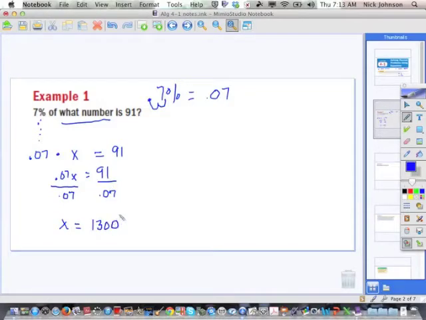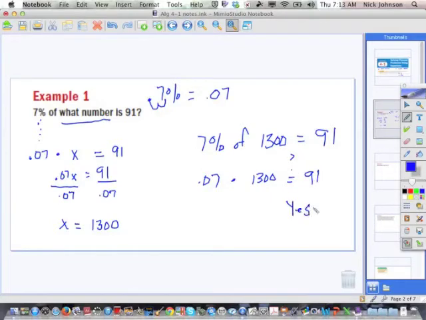Now, you can check your answer. I can put this back in. 7% of 1,300, does that equal 91? Or 7% times 1,300, does that equal 91? Well, 0.07 times 1,300, does that equal 91? It sure does if you check it out on your calculator. Yes, it works.